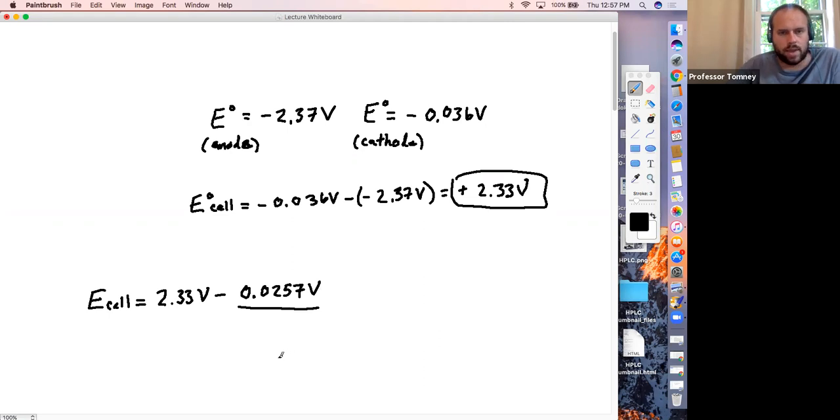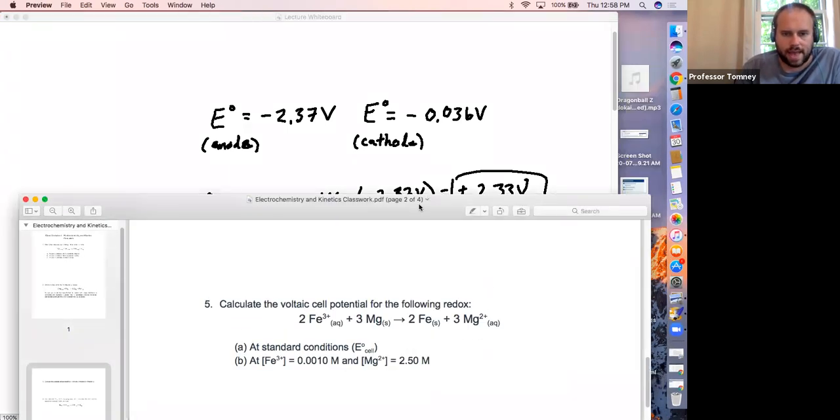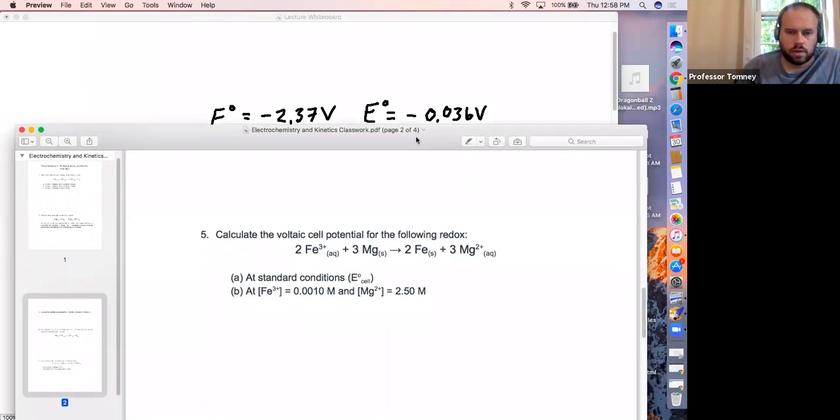over n. Now we have to determine what n is in this case. So if you bring this back up, you can work out the half reactions, or you can take a general look, all right? So if I take a general look at this balanced reaction right here, I can see, let's use the iron for example, right? I've got iron 3+ going to iron solid. So that's a transfer of 3 electrons. There's a stoichiometric coefficient of 2, so it's doing it 2 times. That's a total of 6 electrons.